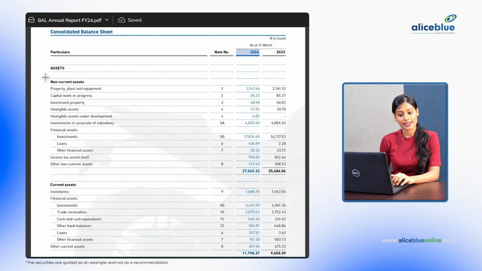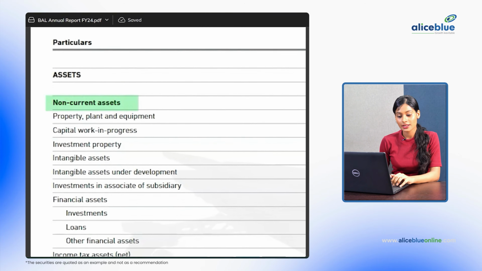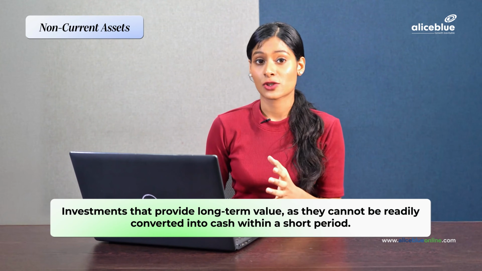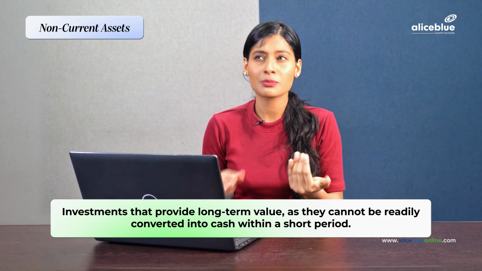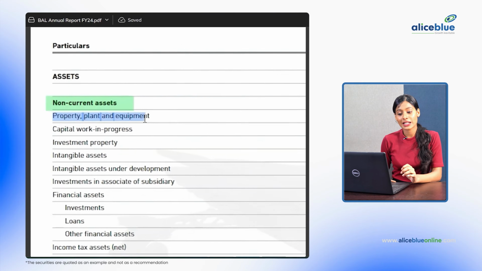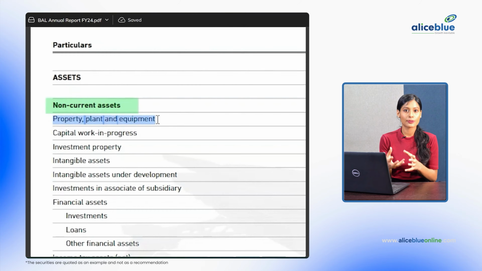Now, under the asset section, you can find non-current and current assets. Now, non-current assets are the investments which add value in the long term because they cannot be immediately converted to cash. Such as we have the property, plant and equipment. Now, these are like the physical properties which can be factories or machines or office buildings that Bajaj Auto owns.